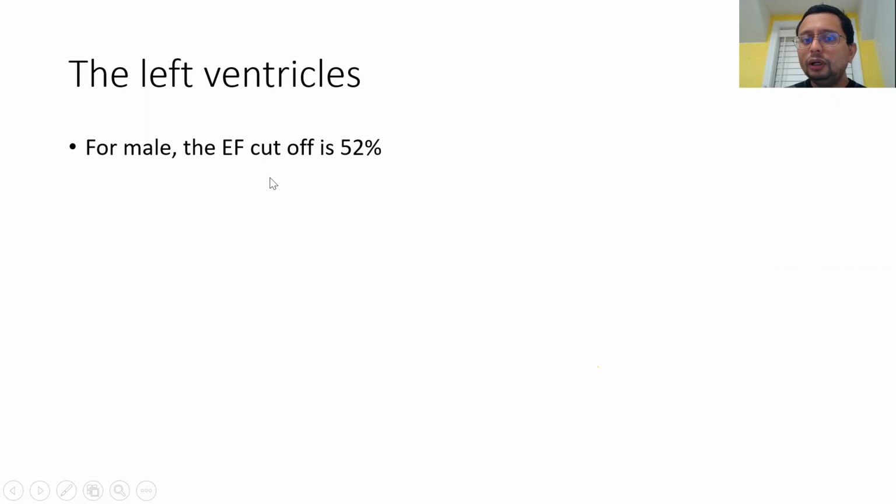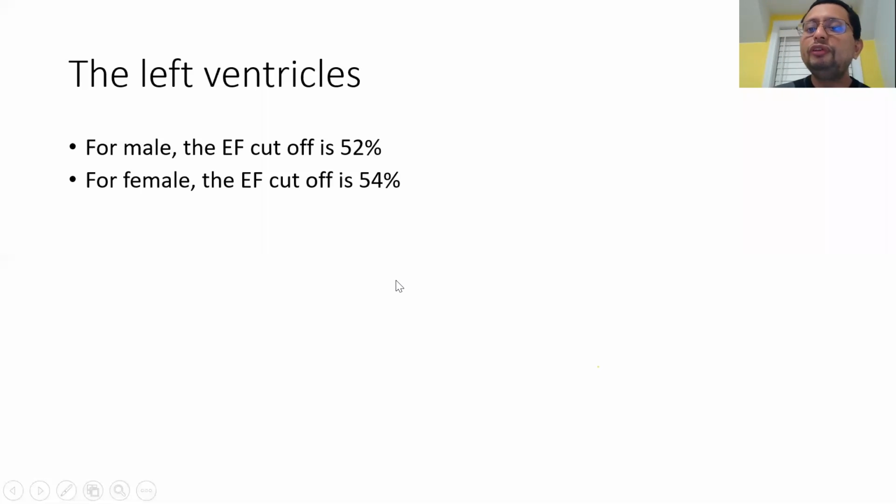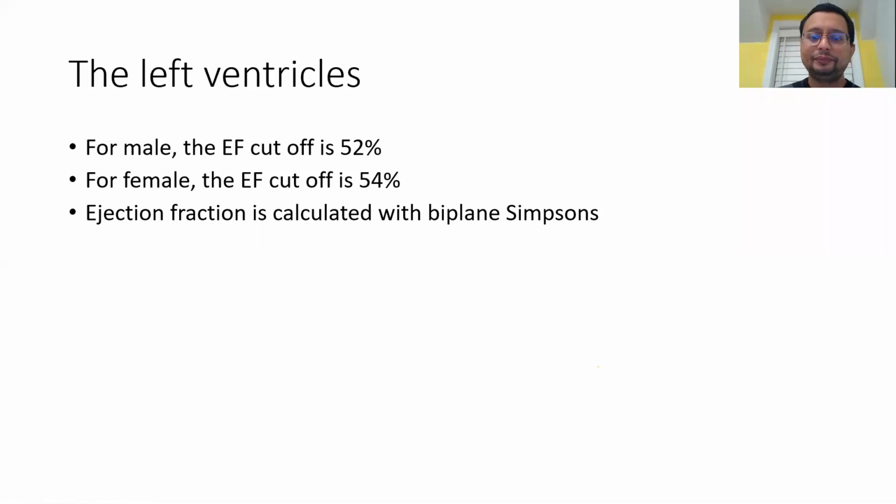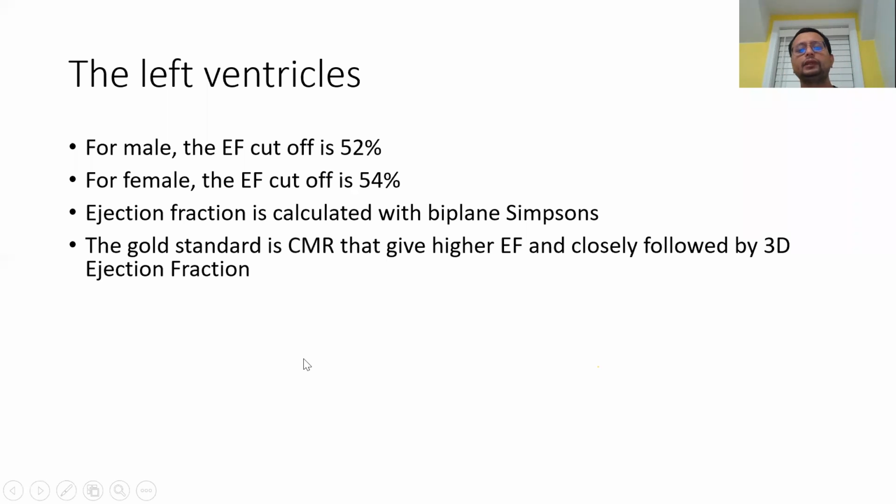Now, as I told you, for male, ejection fraction is between 52 to 72%. You have to remember that. For female, it is between 54 to 74%. Okay. Remember, the ejection fraction is calculated from biplane Simpson in transthoracic echocardiogram.